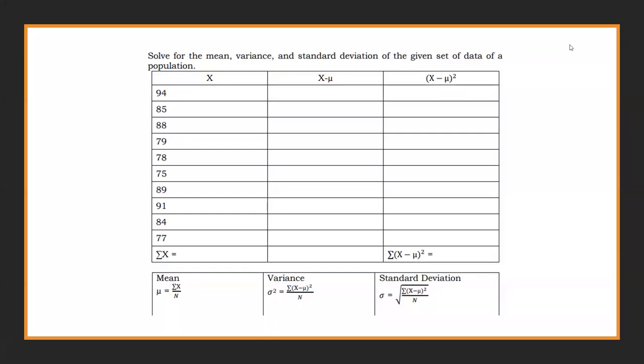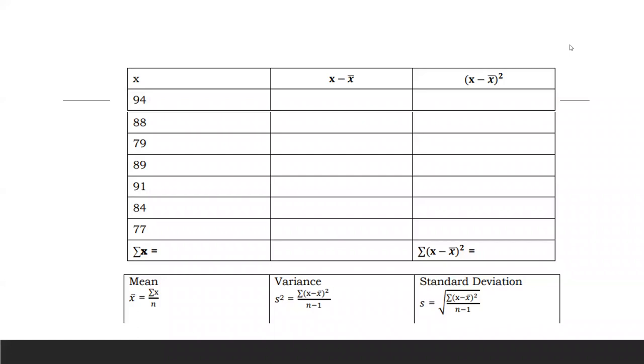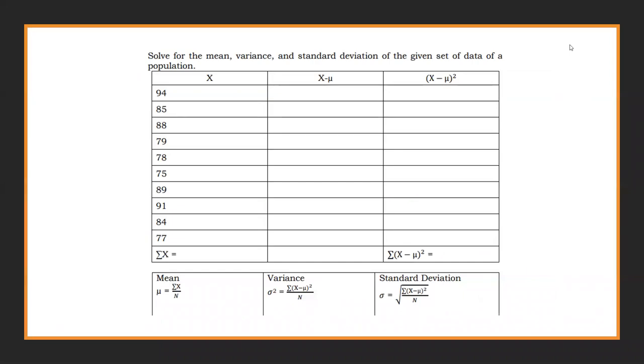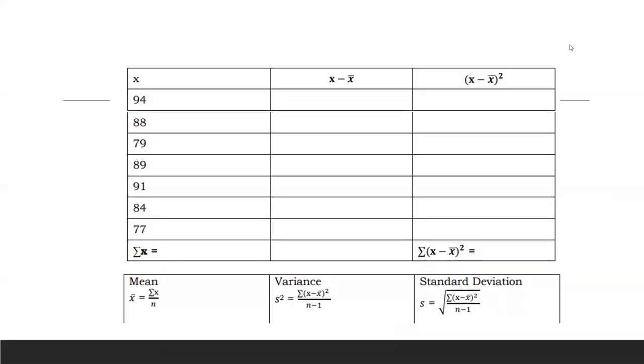Okay, so I think this is very familiar sa inyo. Kung mapapansin niyo po dito, we have our mu, which is our mean. Then we have our sigma squared, that is our variance, and our sigma, which is standard deviation. Please take note of that kasi magkakaiba-iba sila. Pagdating kasi sa sample, ang symbol ng mean ay x bar, while mu is for parameter, ibig sabihin sa population. Please take note of that.